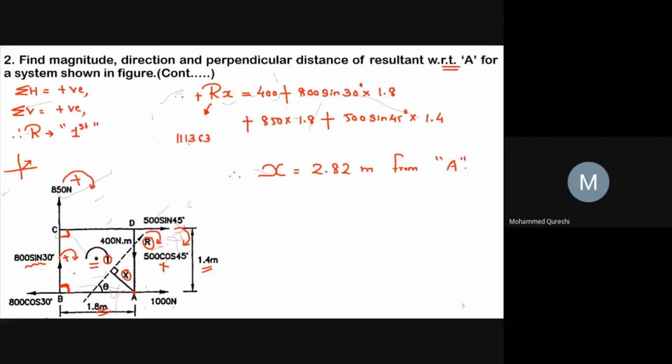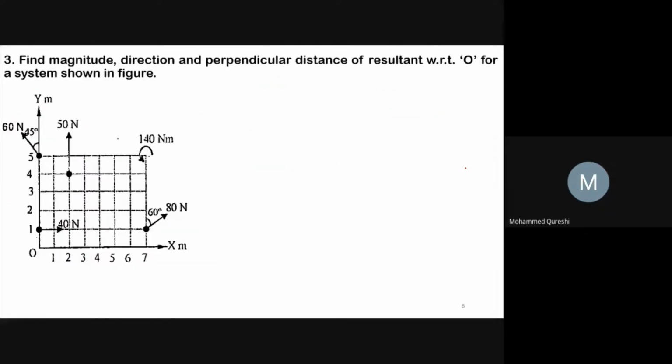So in this way, the value of the resultant force with respect to point A has been calculated. Now we will go for another example. In this case also, we have to find the magnitude, direction and perpendicular distance of the resultant force with respect to point O. So first of all, we will go for the forces.